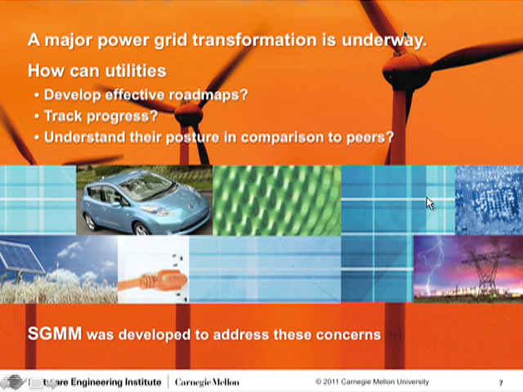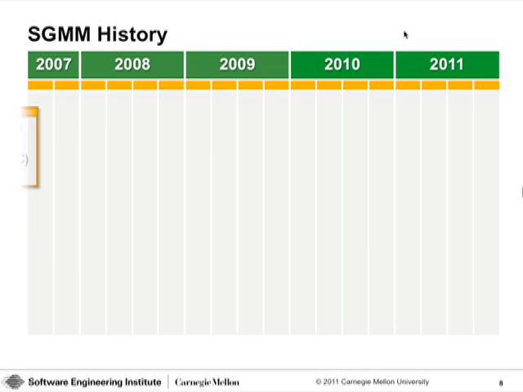So again, my name is David White. As you all know, there's a major power grid transformation underway around the world. A lot of utilities have asked, in light of this transformation, how can we develop effective roadmaps? How can we track our progress against those roadmaps? And how can we understand our posture compared to our peers in the electric power industry? The Smart Grid Maturity Model, which is the focus of today's webinar, was developed to address these concerns.